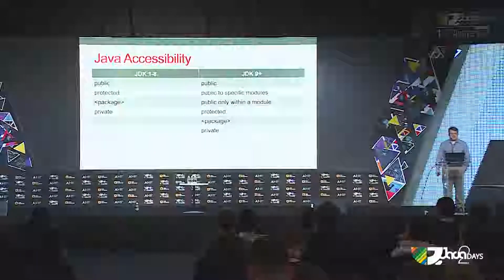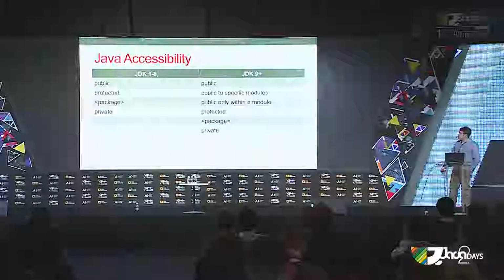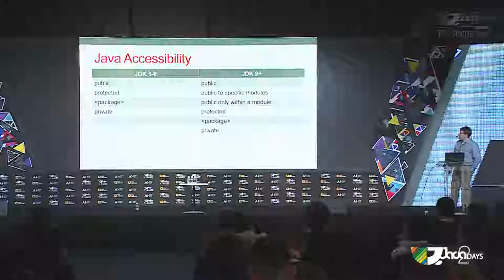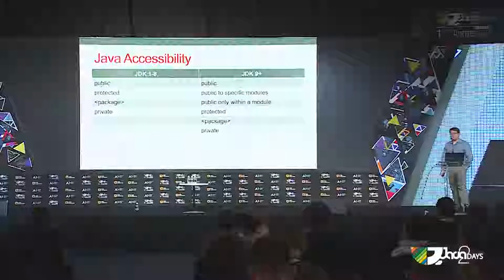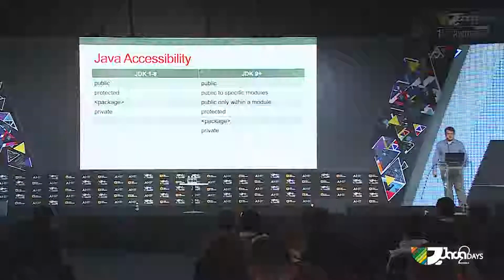So with JDK 8, this was the list of accessibility on Java. On JDK 9, we now have this concept of public to specific modules and public only within a module. So now we have the ability to limit things using modularization.